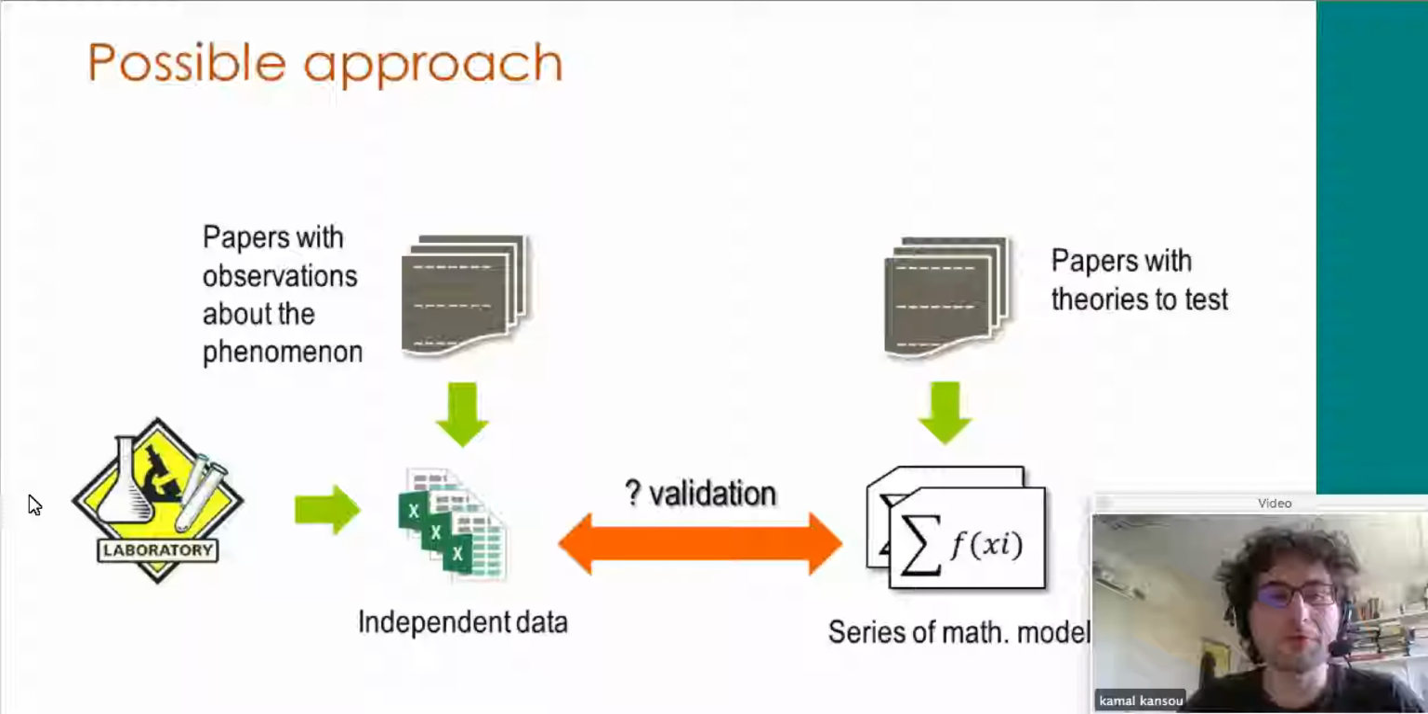So our proposition is to try to capture the observations from papers about the phenomenon, so that we can really exploit the massive observations available in the literature. So how can we do that?